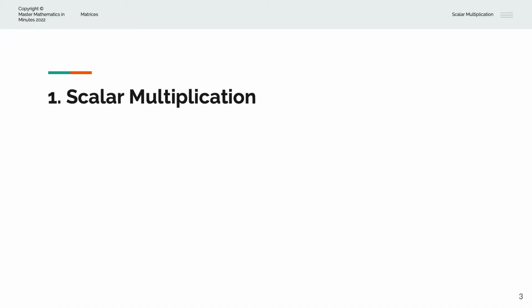So what is a scalar multiplication? To multiply a matrix A by a scalar k, we multiply the corresponding elements in matrix A by k.